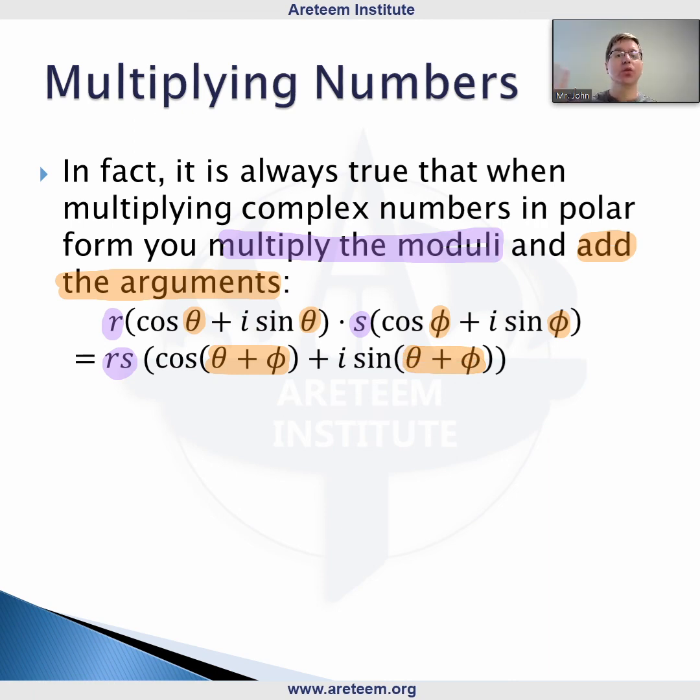So this is the real power of doing things with polar form for complex numbers. We have a nice way of multiplying. Of course, repeated multiplication is exponentiation. So if we want to raise a complex number to a power, we now have a nice way of doing that too. That is something we'll explore a little bit more in a future video as well.